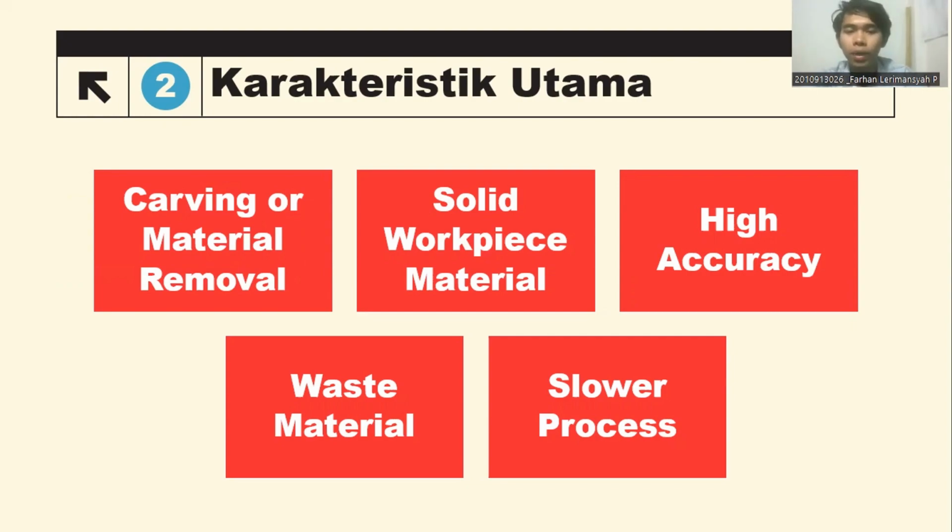4. Waste material. One drawback of subtractive rapid prototyping is that a lot of material is lost during the process, which can result in waste and increased production costs. This is different from additive methods, which often produce less waste. 5. Slower process. The process of carving or cutting materials usually takes more time compared to additive methods, which can rapidly build objects layer by layer.